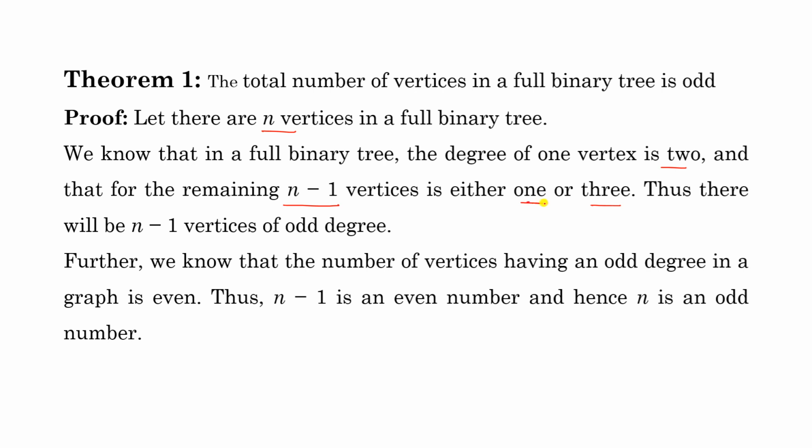In both of the cases, the degree will be odd. It means there will be n minus 1 vertices of odd degree. Now you know the theorem that the number of vertices having an odd degree in a graph is even. It means this n minus 1 must be an even number. If n minus 1 is an even number, then n should be odd. In this way you can prove this theorem.